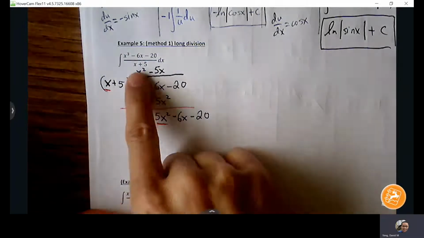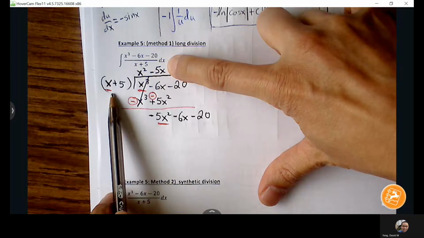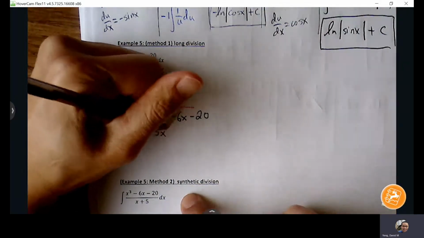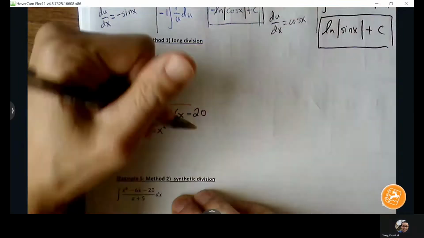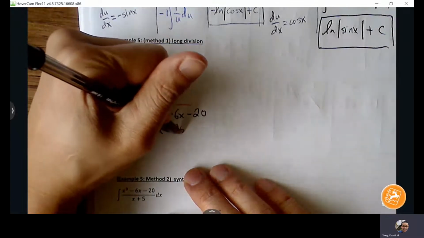Okay, so now we no longer care about the x squared. You're just going to distribute the negative 5x through the x plus 5. Okay, so negative 5x times x is negative 5x squared. Distribute the negative 5x through the 5, we get negative 25x.